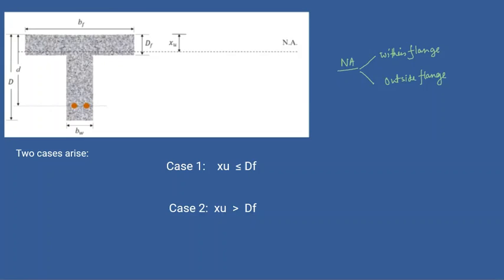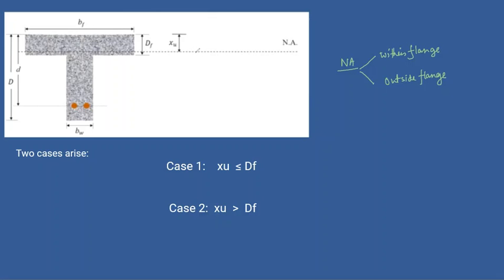Okay, basic diagram है. It is width of the flange, BF, effective depth d, overall depth capital D, BW is the width of the web. Okay, web is this portion. Two reinforcements are given. This is just an example. Okay, Df is the thickness of flange. Xu here we're just assuming it is the neutral axis.